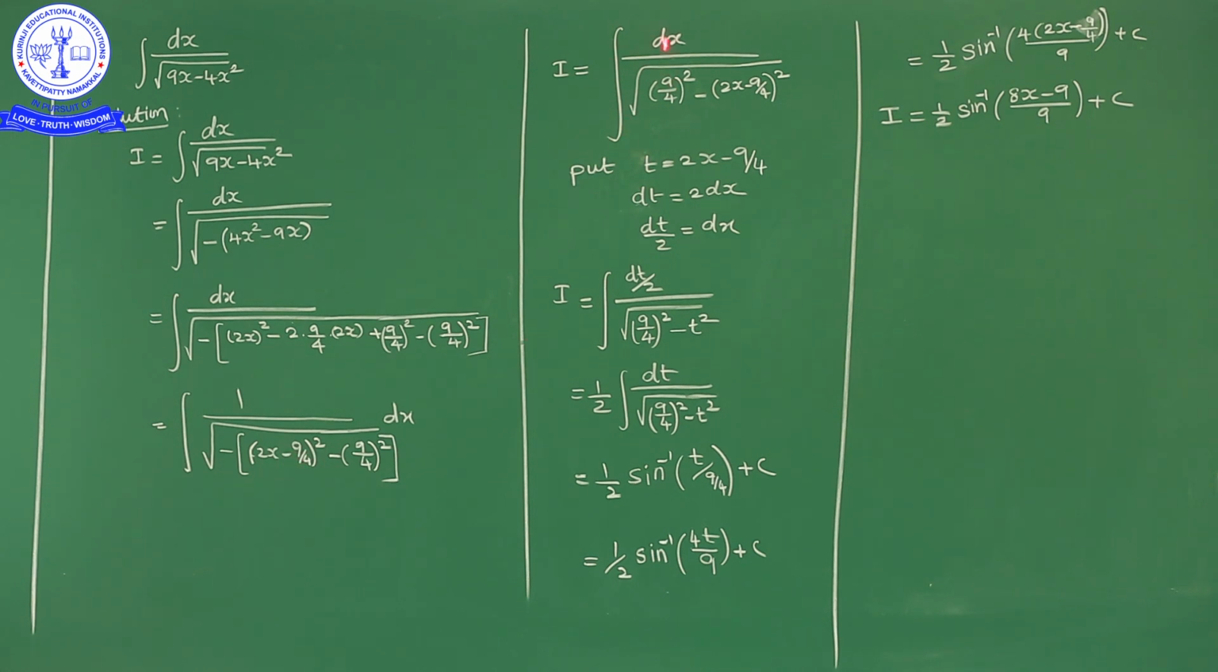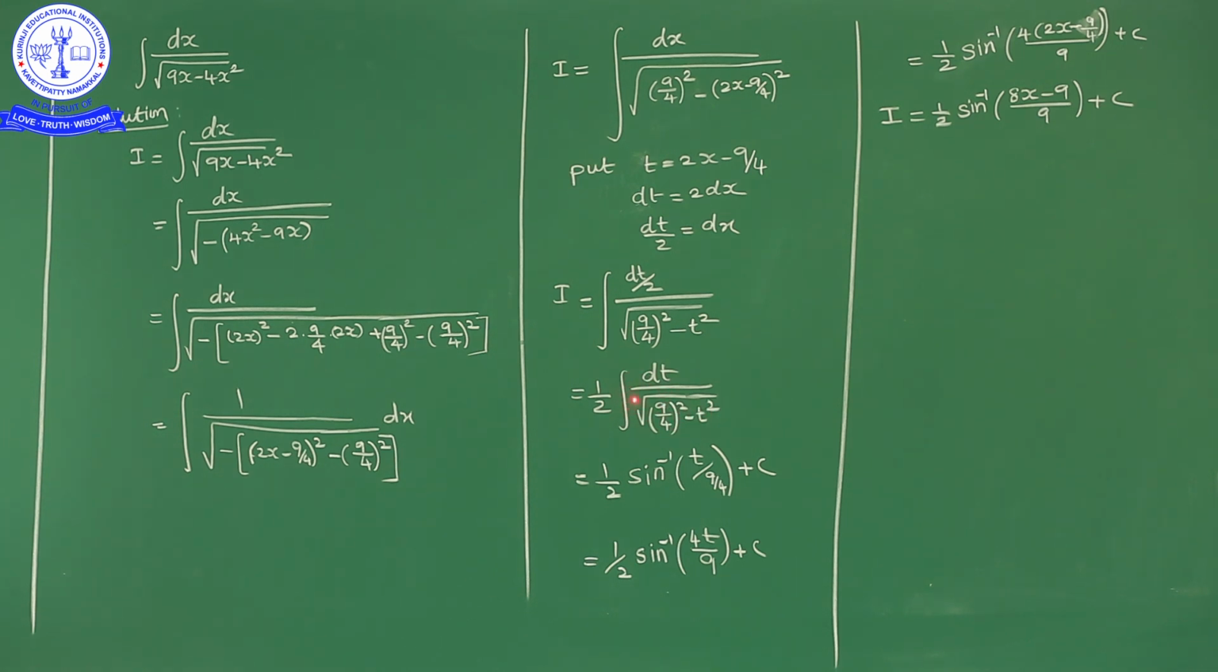So integral of dx upon square root of 9 by 4 whole square minus 2x minus 9 by 4 whole square. Okay. Now I will put 2x minus 9 by 4 as t. Put t equal to 2x minus 9 by 4, dt is equal to 2 dx. So dx equal to what we can write? Half dt. So here in place of dx we will write half dt. So half dt upon square root of 9 by 4 whole square minus t square.